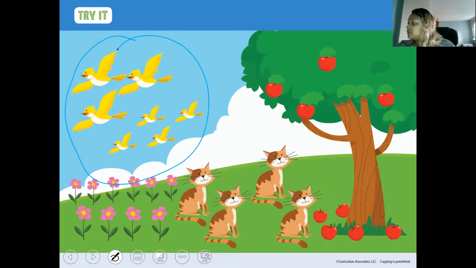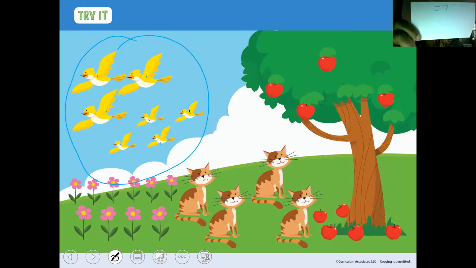So we can have, first, let's count how many birds. 1, 2, 3, 4, 5, 6, 7. So we know that everything will equal 7, okay? We know it's going to equal 7. So let's figure out, and I hope you guys are looking at the corner of the screen. If you're looking at the corner of the screen, you see I'm holding a white card and it says equals 7, okay? So since we know it's going to equal 7, let's figure out how we're going to split up these birds.